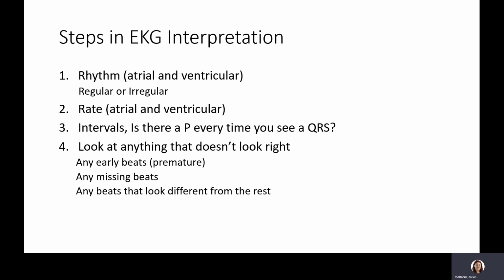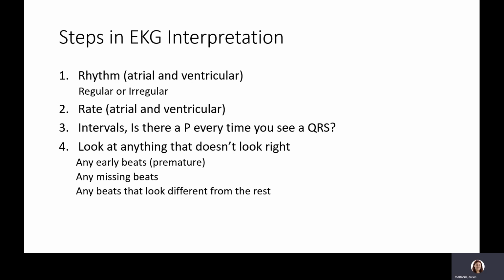First of all, we need to look at the whole rhythm, okay? We need to look at the atrial rhythm separate than the ventricular rhythm. We need to see, is it regular or is it irregular? From there, we can determine what the rate is, again, separating atrial and ventricular rates. Then we can look at the intervals.